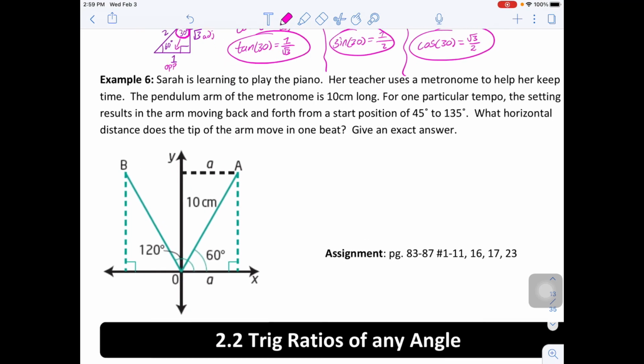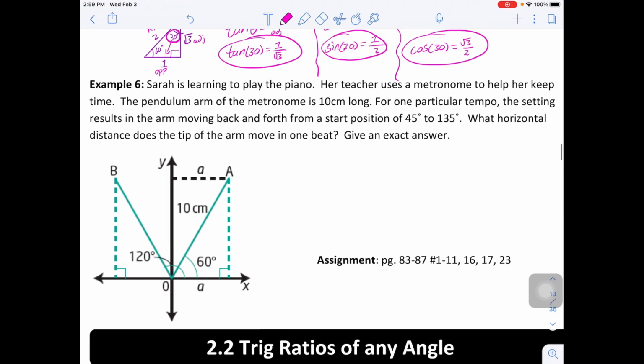So let's finish this off with example 6. Here we've got a few things going on. Sarah is learning to play the piano. Her teacher uses a metronome to help her keep the time. The pendulum arm of the metronome is 10 centimeters long. For one particular tempo, the setting results in the arm moving back and forth from a start position of 45 to 135 degrees. What horizontal distance does the tip of the arm move in one beat? Give an exact value. Okay, so what horizontal distance?